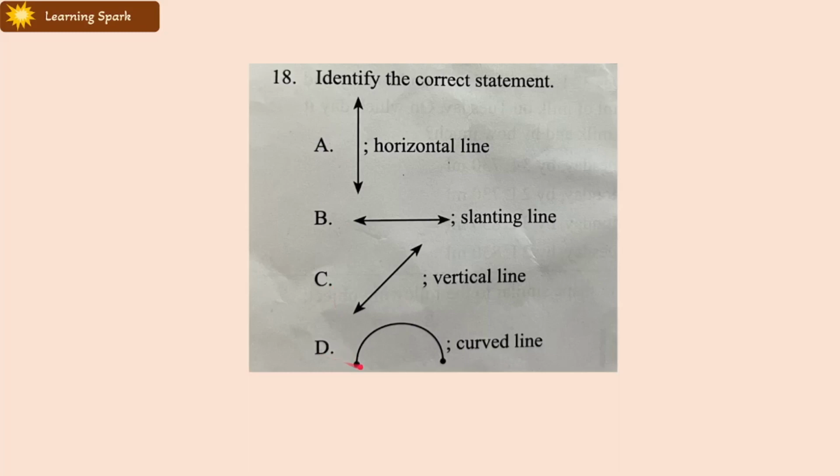And option D, this is a curved line, and it also says it's a curved line. Okay, so this is a correct statement. So D is the correct option here.